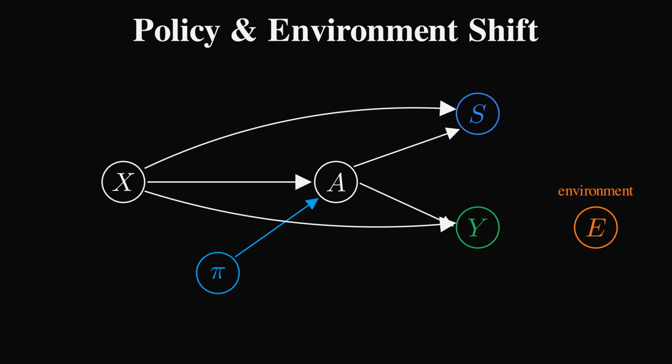User population, time period, domain, anything that might shift between where you calibrate and where you deploy. Here's the key. We add dashed edges from pi and E into the calibration. These represent the possibility that the relationship between S and Y may differ across policies or environments. Those dashed edges represent the heart of the problem.